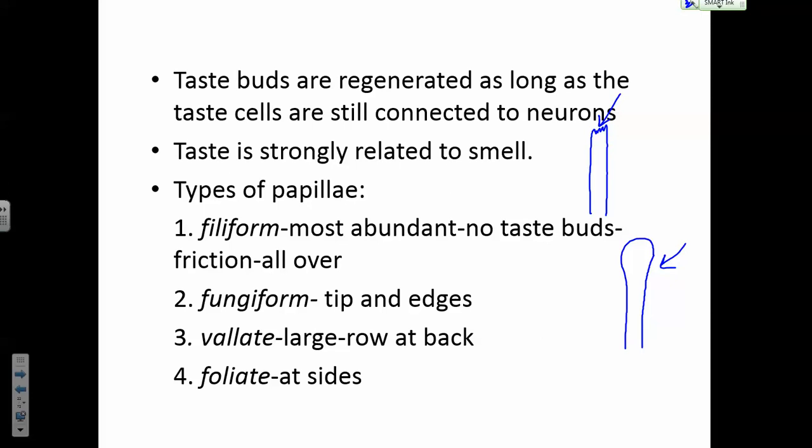Okay. But anyway, taste buds are along the sides there. You tend to have a lot of these isolated at the tip and the edges.